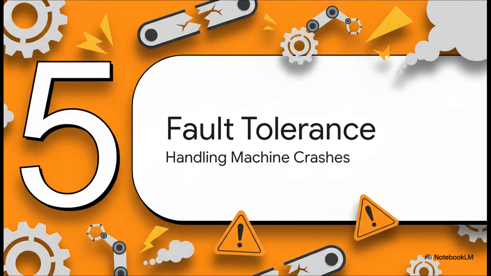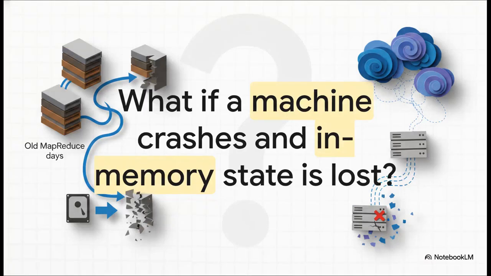Okay, but what about when things go wrong? Section 5, scheduling and fault tolerance. This is absolutely vital. In the old MapReduce days, we saved every single intermediate step safely to a hard drive. So if a machine crashed, no big deal, you just read the file from the hard drive again. But data flow engines keep things in memory for speed. So if we aren't saving to disk every step of the way, how on earth do we prevent a total failure when a node inevitably goes down?